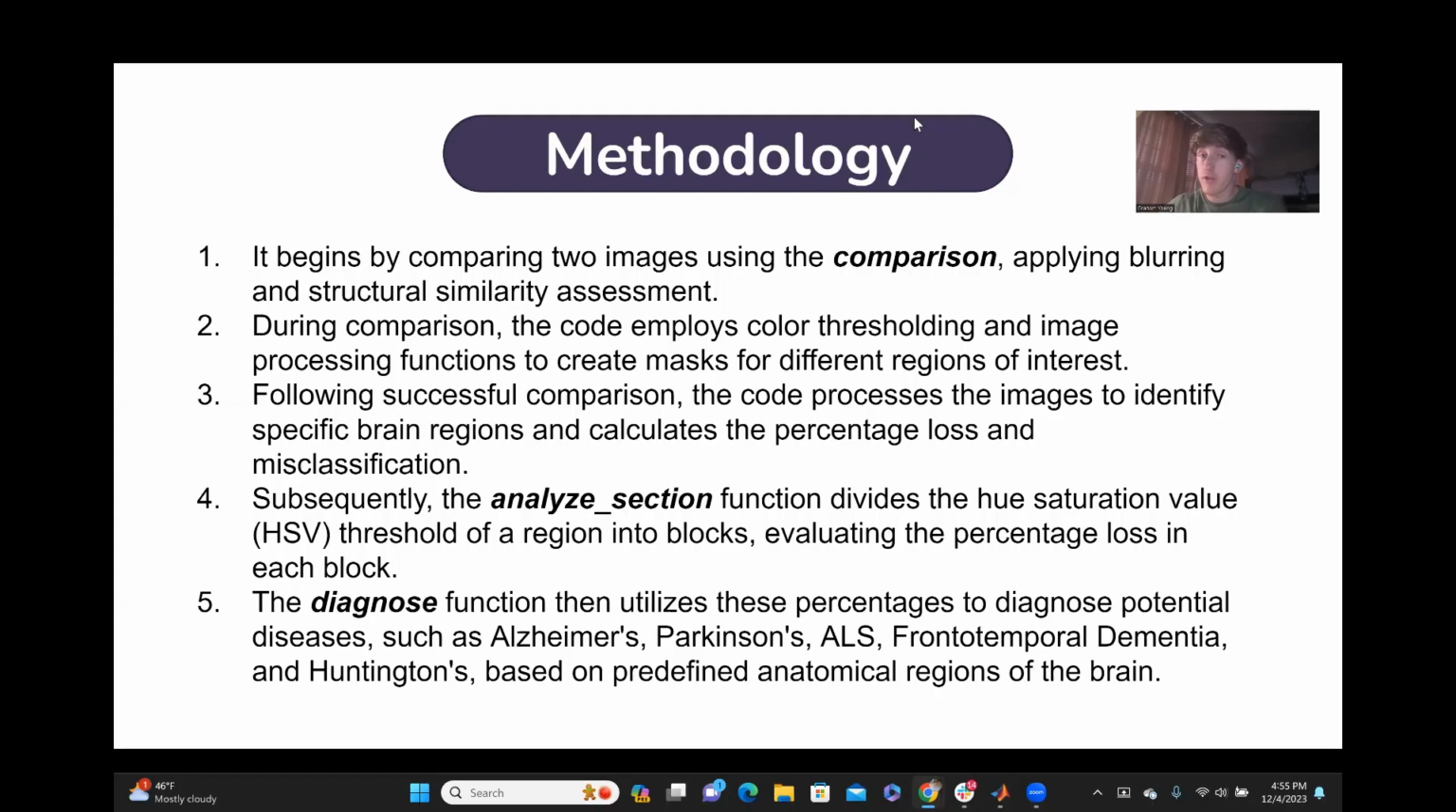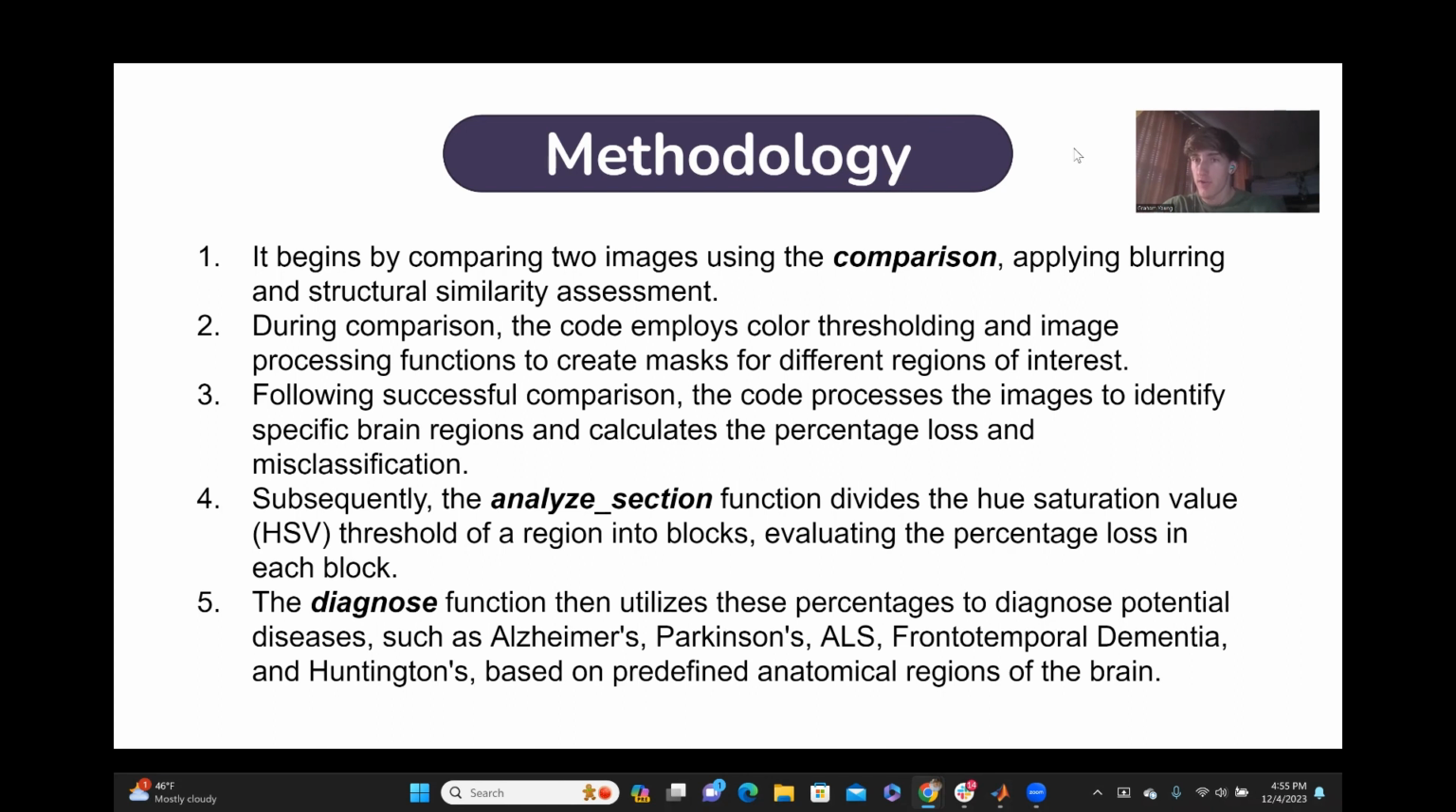First, it begins by comparing the two images using the comparison function, which blurs the two images and then provides a structural similarity estimate. During this comparison, the code employs color thresholding and image processing functions to create masks for different regions of interest. After a successful comparison, the code processes the images to identify specific brain regions and calculates the percent loss and misclassification loss.